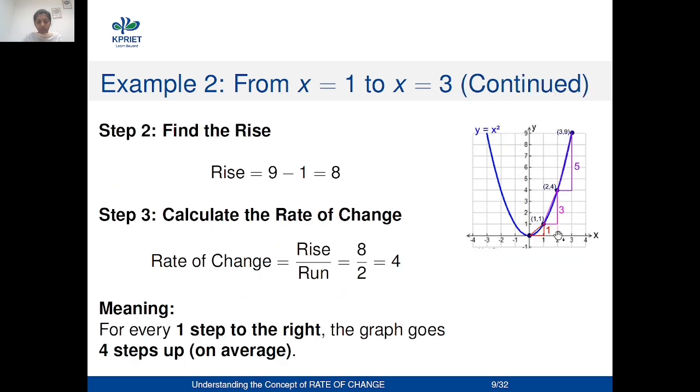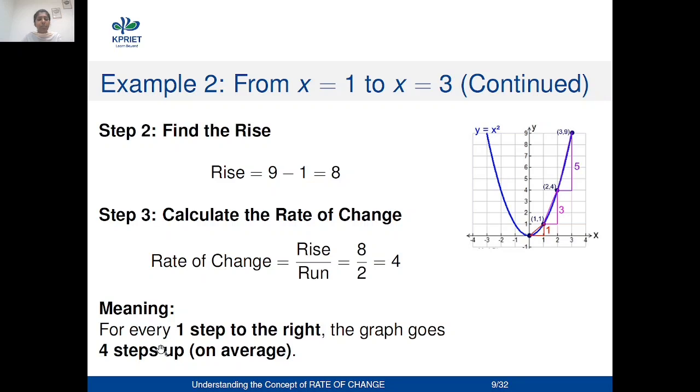And for rise, remember that we are looking from 1 to 3. So here the run is 3 minus 1 is 2, and the rise is, as we can observe, at the point x is equal to 1 it gives 1 and at the point x is equal to 3 it gives 9. So for the rise it is 9 minus 1 is 8. Now let us find the rate of change. It is rise by run, so 8 by 2 is 4. According to this, the meaning is: for every one step to the right, the graph goes 4 steps up.